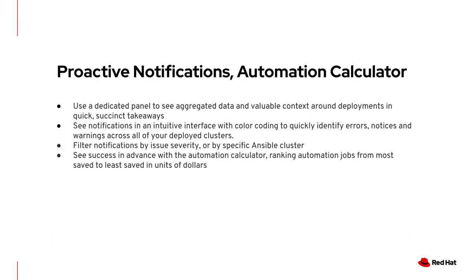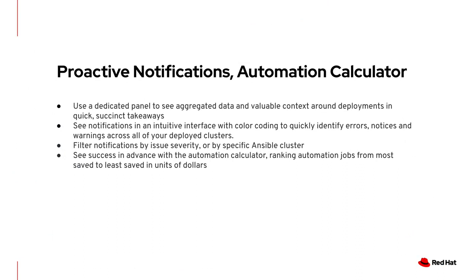In addition to the Job Explorer, proactive notifications can quickly give users an idea of things that may go wrong before they actually happen. These notifications can be seen in a dedicated panel to see quick takeaways and data around your automation deployments. The interface when you see these notifications is also color-coded so users can quickly identify errors, notices, or warnings across clusters. We'll see an example of this in the next slide, but first I wanted to talk about another tool.